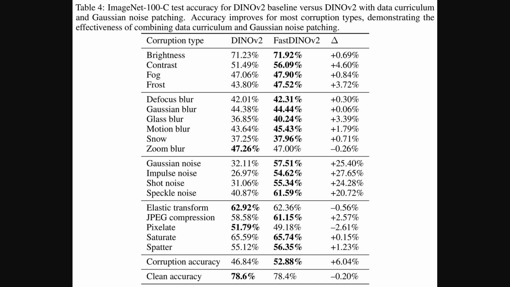And this table shows the combined effect of those two stages in detail. It compares the standard DINOv2 with the new FastDINOv2 on the ImageNet 100C benchmark, which tests accuracy on various image corruptions. The results are pretty dramatic. Look at the huge gains against high-frequency noise, like a more than 27% jump for impulse noise. This directly shows the power of that second training stage. Overall corruption accuracy is up by over 6%, with only a tiny, negligible dip on clean, uncorrupted images.